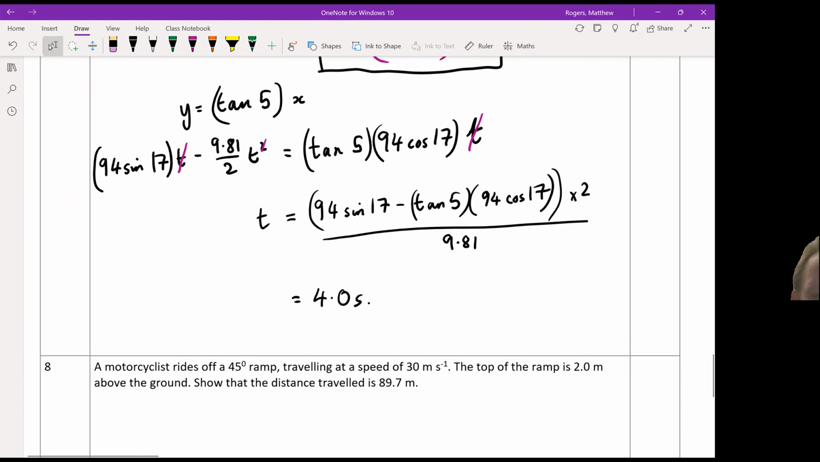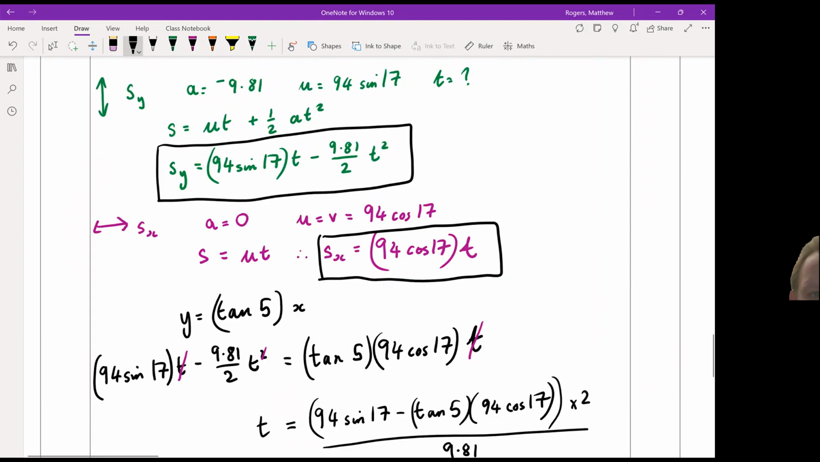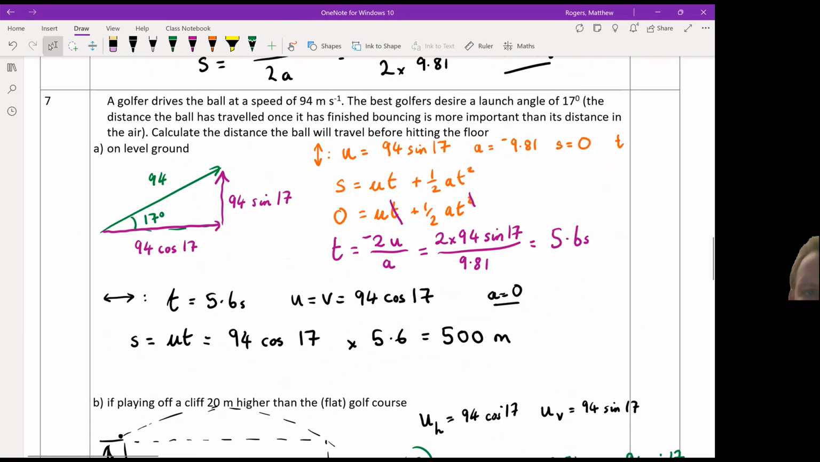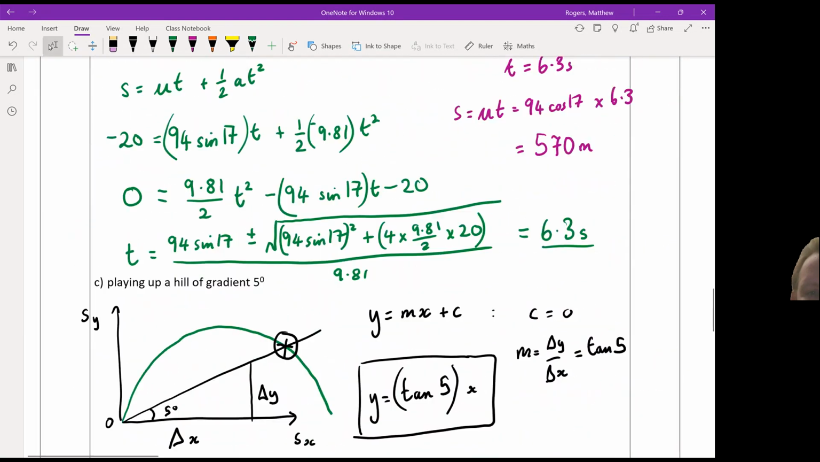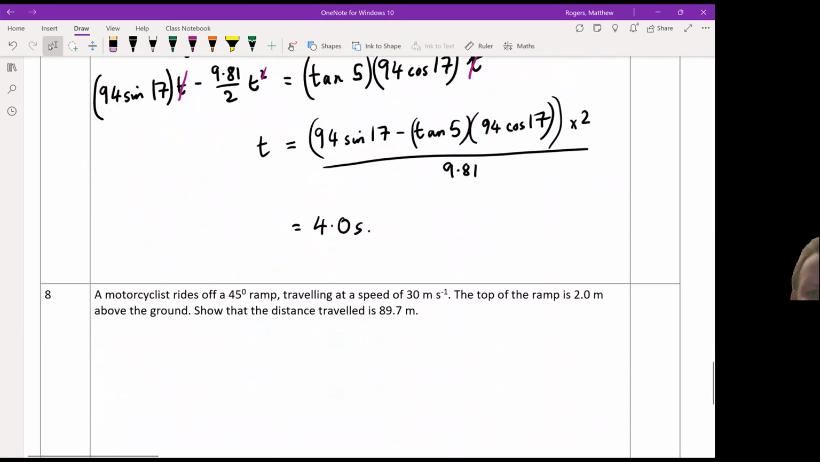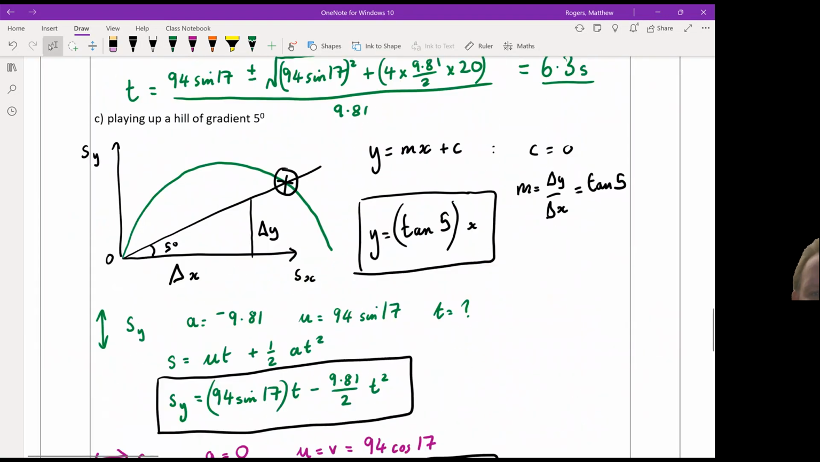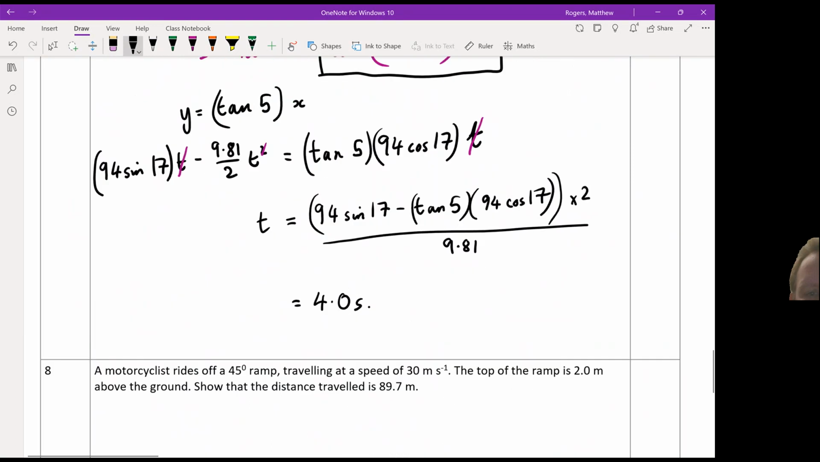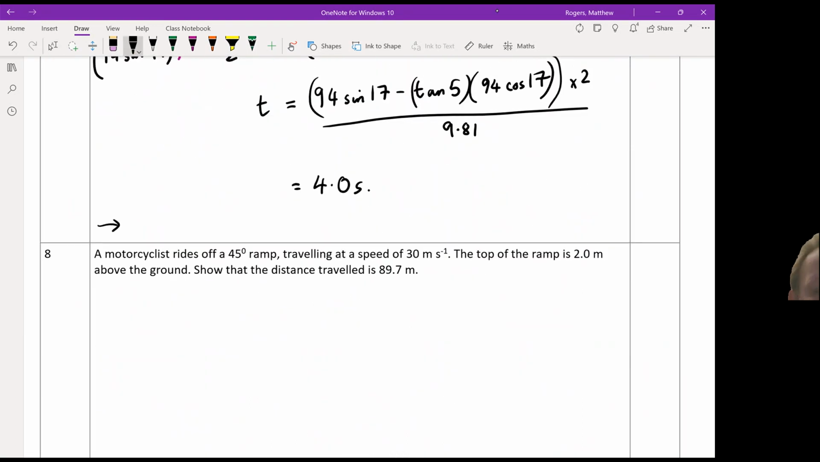So then our last part was how far had it gone? The question was, calculate the distance a ball will travel before hitting the floor. So the range of the ball. There's various different ways we could define this. We could define it as this distance up the slope, or we could define it as this distance along the floor. I'm going to take it as this distance along the floor, partly because it's easier to get to.